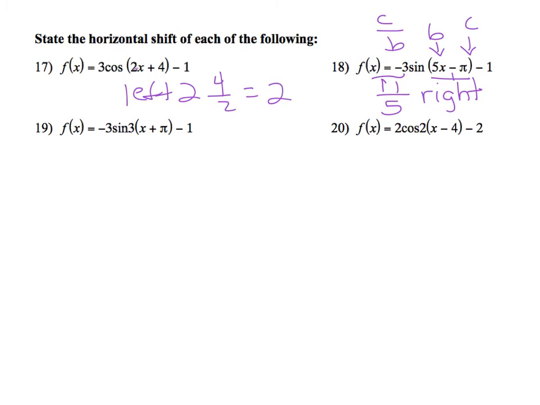Okay, this one here, the B is not in the parentheses, so the left and right movement, the horizontal shift is just pi. It's positive, so it moves it to the left. Again here, it's 4 because the b is outside the parentheses, so then it moves negative, which is the right.